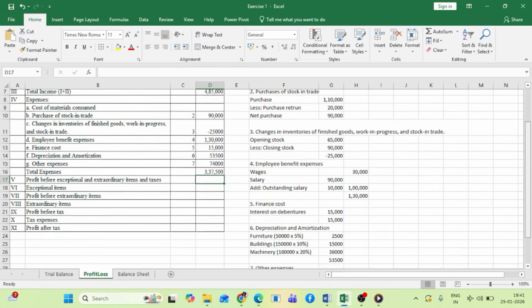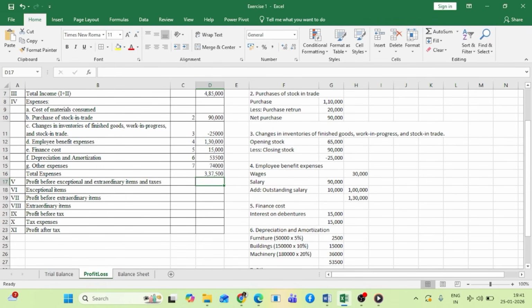Now after this I will try to find out the profit before exceptional and extraordinary items and taxes. Normally at your level, the possibility of being asked for exceptional and extraordinary items is very rare. The total of my profit is the difference between 4,85,000, that is total income, minus total expenses. So it is coming 1,47,500 as the profit before exceptional and extraordinary items and taxes.